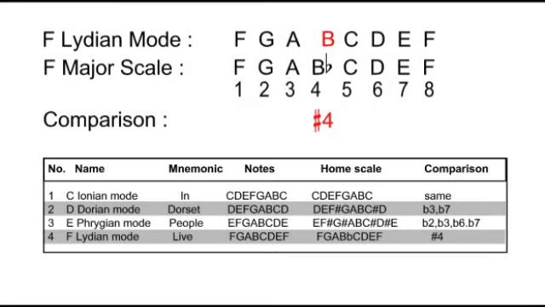For the F Lydian mode, we compare the notes to the home scale of F major. The Lydian mode has 1 note that differs from the major scale. The 4th note of the F major scale is sharped to make the F Lydian mode. So in the comparison column we put the formula sharp 4.